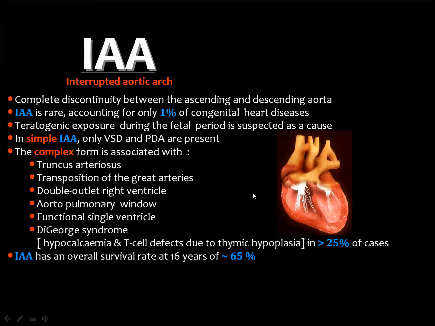There are two types: the simple one, where you see only VSD and the patent ductus arteriosus, and the complex one, which is associated with many other congenital anomalies like truncus arteriosus, transposition of the great vessels, double outlet right ventricle, aortopulmonary window, functional single ventricle, and DiGeorge syndrome. Then interruption of the aortic arch has a survival rate at 16 years of about 65%.